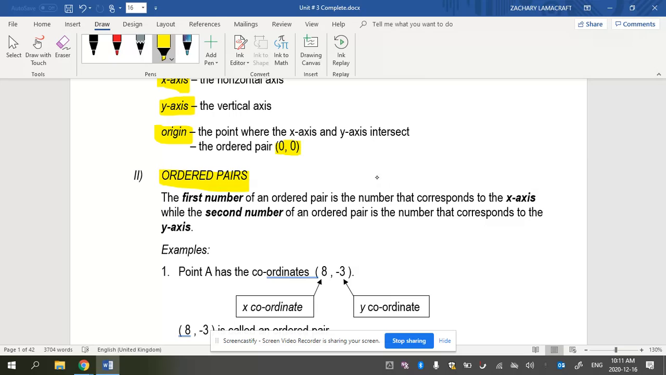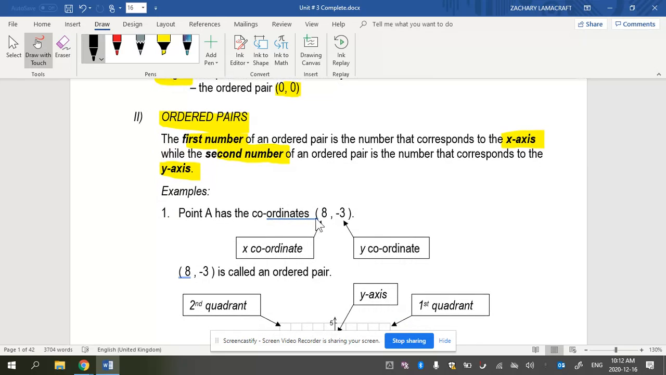Okay, so an ordered pair: the first number of the ordered pair is the one that corresponds to the x-axis, and the second number of an ordered pair is the one that corresponds to the y-axis. So if we look at the examples below, point A has an x-coordinate of 8 and a y-coordinate of -3. So the ordered pair itself is just 8, -3.